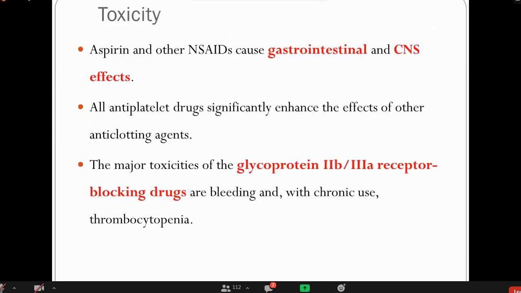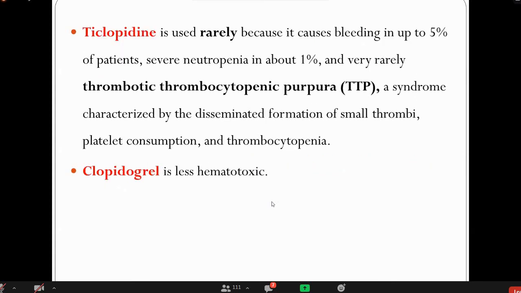Toxicity: aspirin and other NSAIDs cause gastrointestinal and CNS effects. The main problem is related to ulcers. All antiplatelet drugs significantly enhance the effect of other anti-clotting agents. The major toxicities of glycoprotein IIb/IIIa receptor blocking drugs are bleeding and, with chronic use, thrombocytopenia.